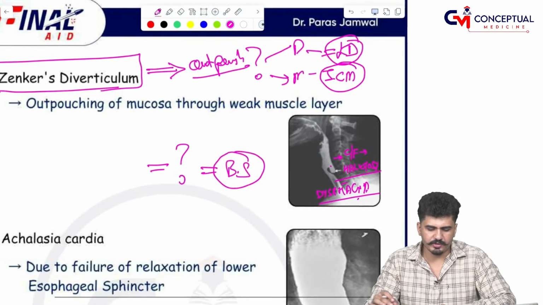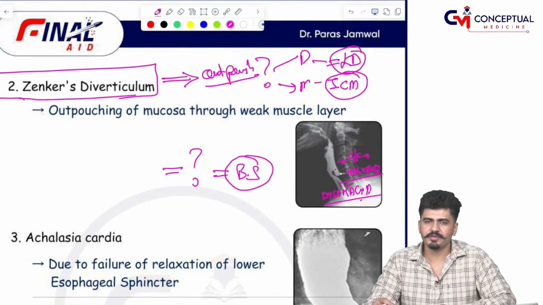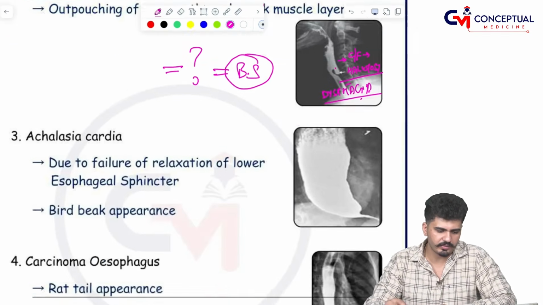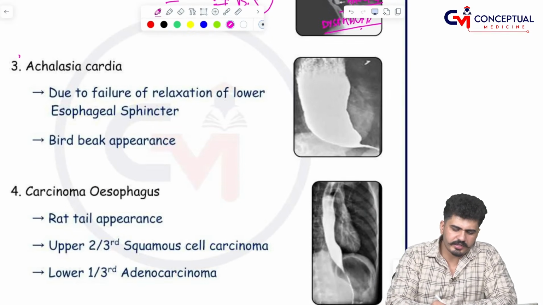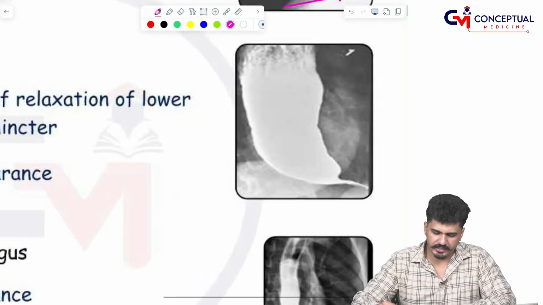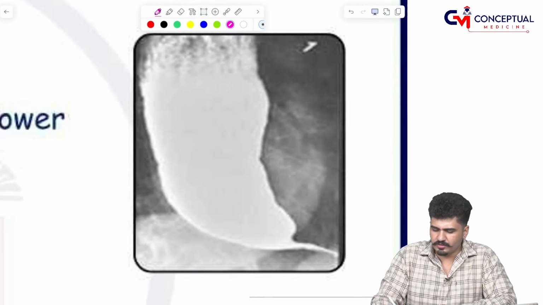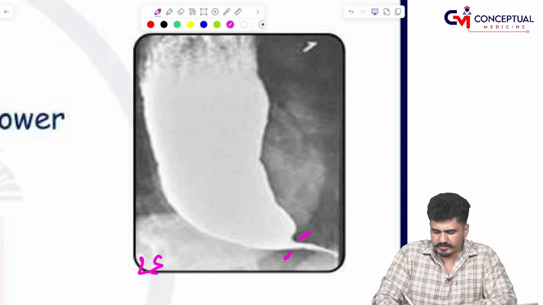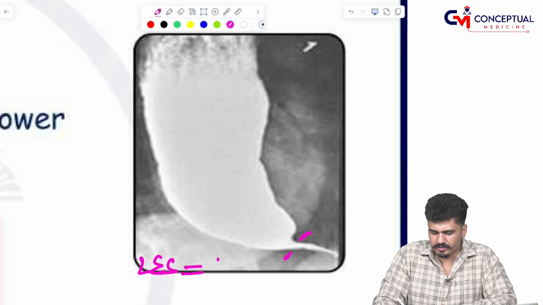So this is Zenker's diverticulum, an outpouching of the mucosa through the weak mucosal layer, and this is how you are going to see it on the radiogram. Very, very good. The third is going to be what, sir? Achalasia. Now what is happening in achalasia, sir? The lower esophageal sphincter tone is going to reduce.